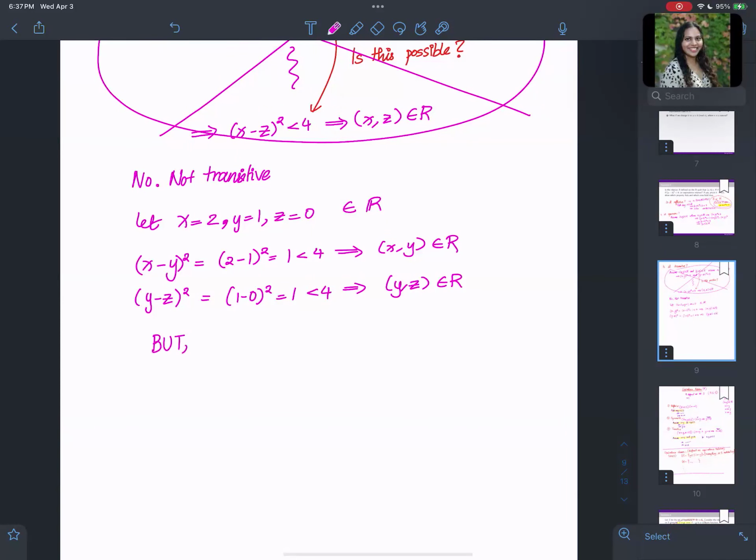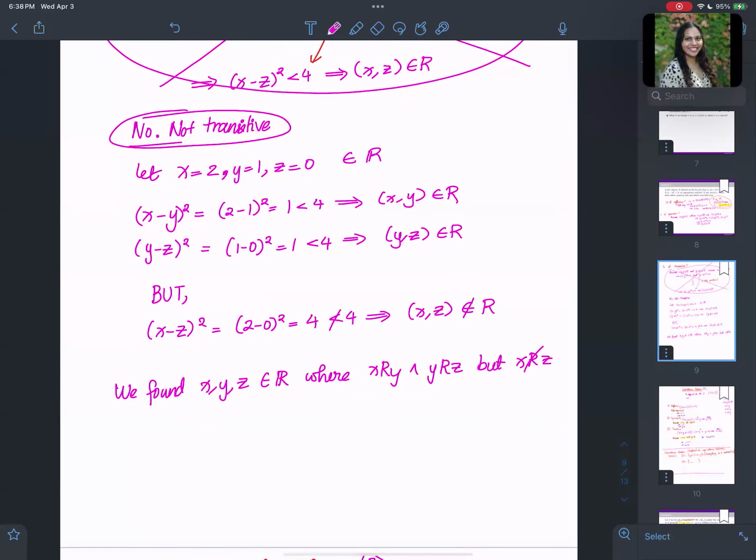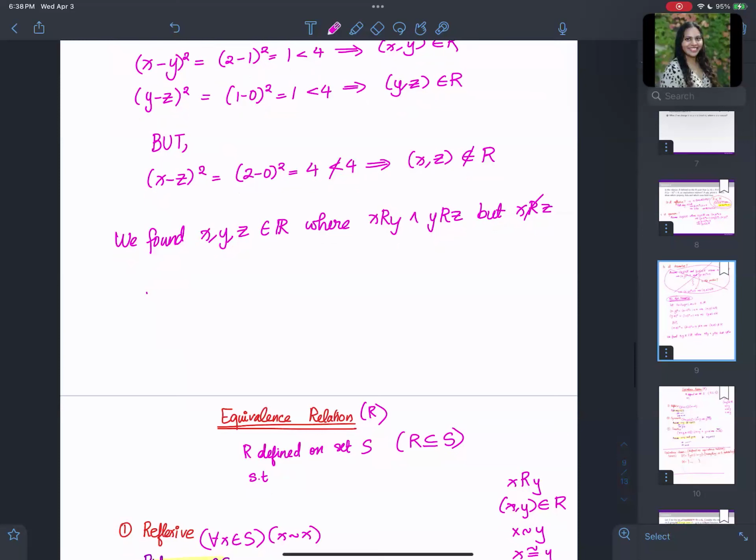But X minus Z the whole squared is 2 minus 0 the whole squared, which is 4, which is not less than 4, which means X cannot be related to Z. So what we basically did here is we found X, Y, Z in the reals such that X is related to Y and Y is related to Z, but X is not related to Z. You don't need this line; this is just so you can understand. Okay, so this means it's not transitive. So it's not an equivalence relation because it's not transitive.